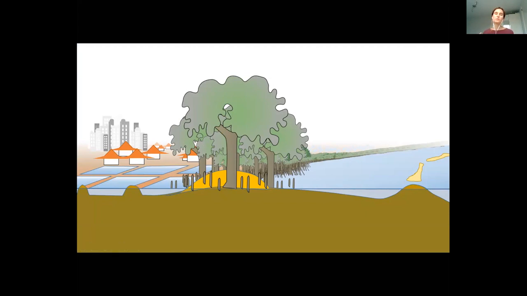Now, it's one thing to restore the mangroves in place, but once you have them there, you need to keep them there somehow. And that's interesting because, of course, we want to restore these mangroves along the coastline that's very densely populated.